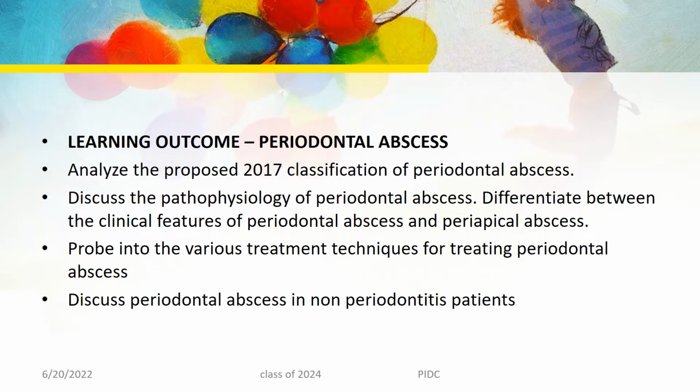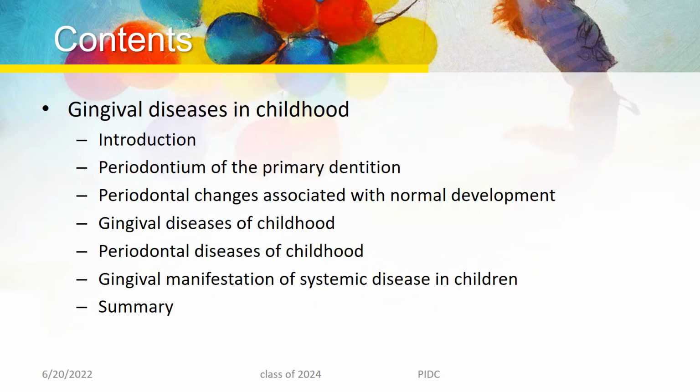For periodontal abscess, analyze the proposed 2017 classification of periodontal abscess, discuss the pathophysiology of periodontal abscess, differentiate between the clinical features of periodontal abscess and periapical abscess, probe into the various treatment techniques for treating periodontal abscess, and describe periodontal abscess in non-periodontitis patients.